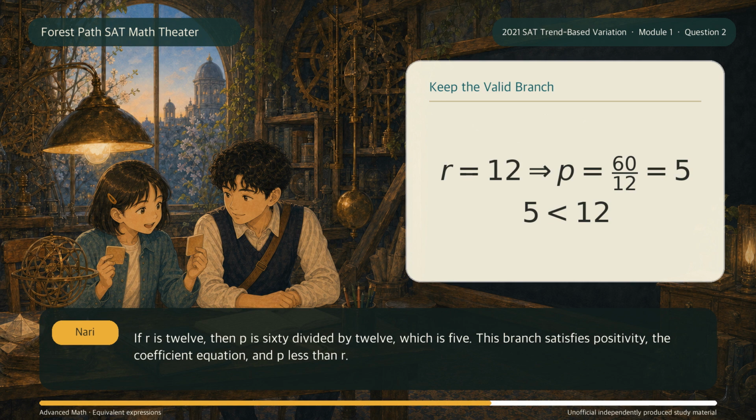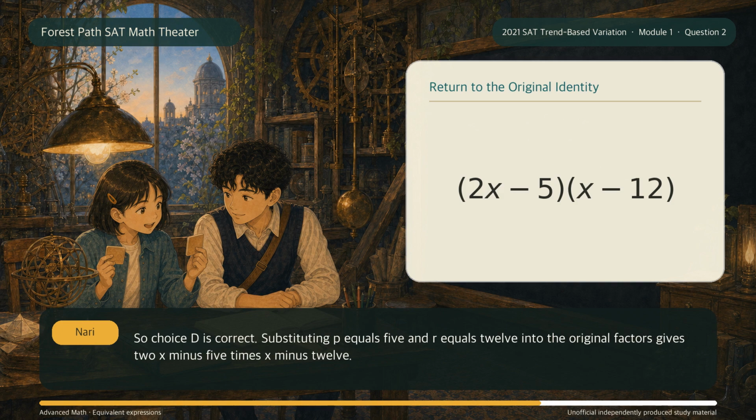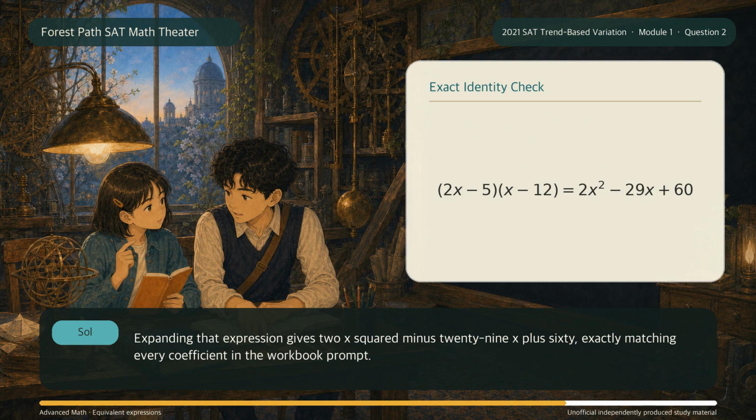If r is 12, then p is 60 divided by 12, which is 5. This branch satisfies positivity, the coefficient equation, and p less than r. Now compute the requested difference, not the sum and not either constant by itself. 12 minus 5 equals 7. So choice D is correct. Substituting p equals 5 and r equals 12 into the original factors gives 2x minus 5 times x minus 12. Expanding that expression gives 2x squared minus 29x plus 60, exactly matching every coefficient in the workbook prompt.